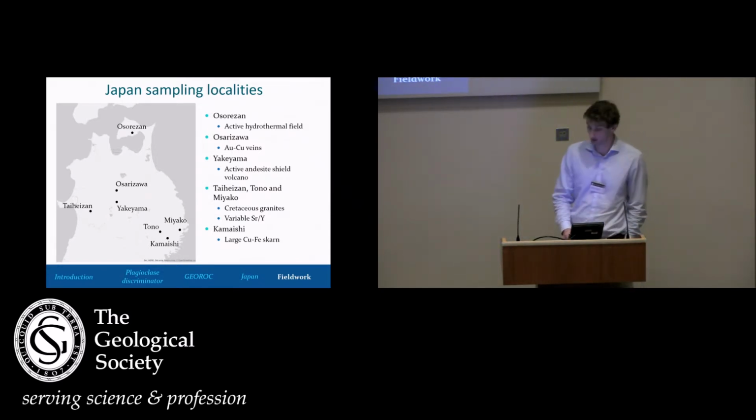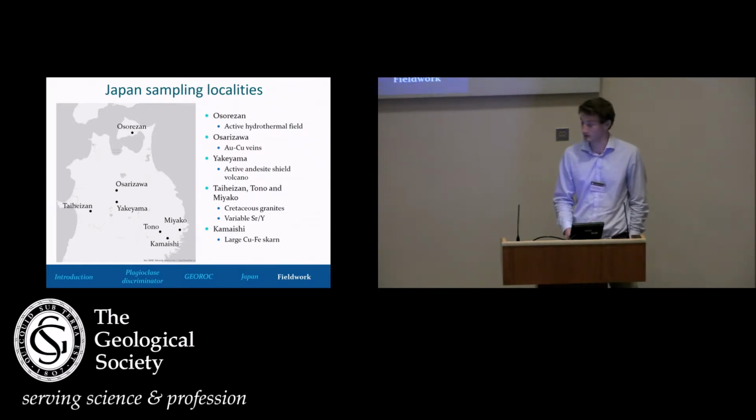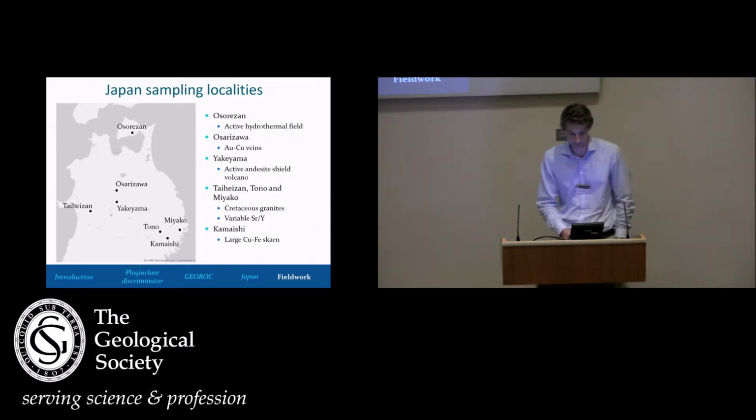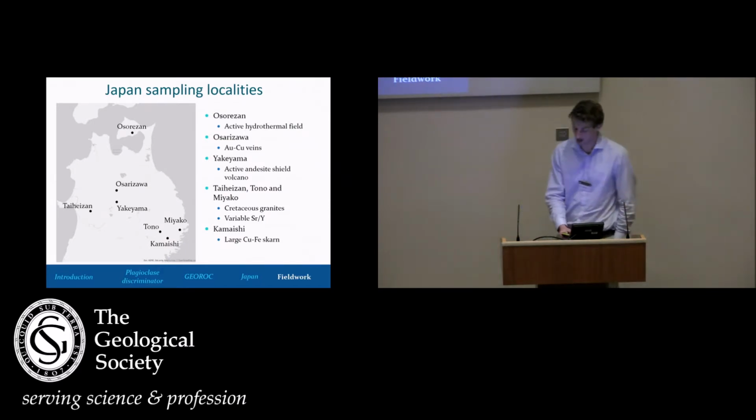The Yakiyama volcano is an active shield volcano made primarily of andesite. But around there was some hydrothermal activity, and we saw in some areas some argillic alteration. It also has a history of phreatic eruptions, which have brought up kaolinite and other associated clays that you'd expect to see in argillic alteration. Then the Taihizan, Tono, and Miyaku areas are all Cretaceous granites or granitoids with variable strontium over yttrium ratio, so we're going to use these as a comparison to each other.